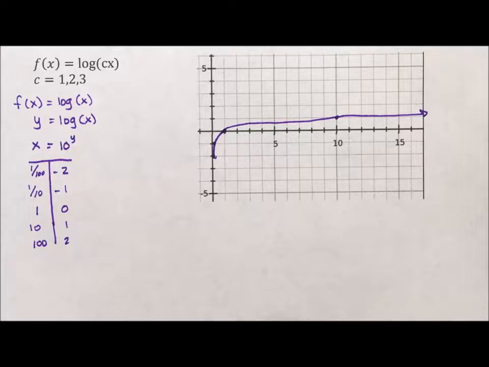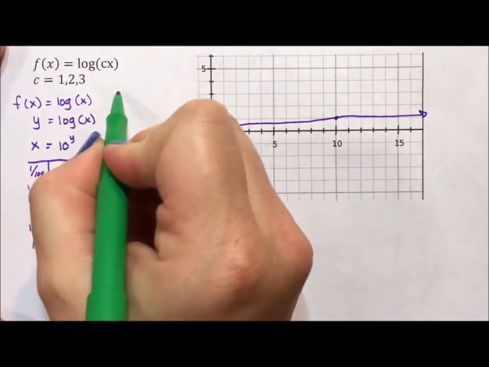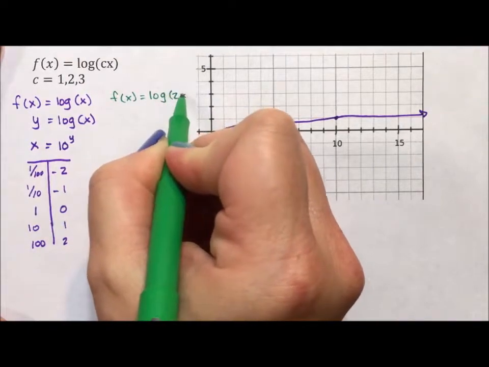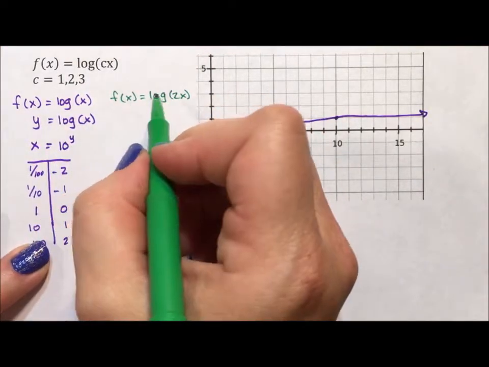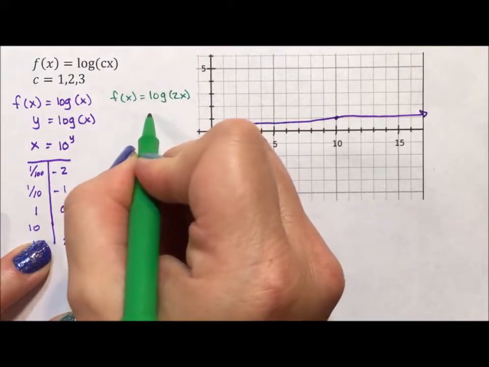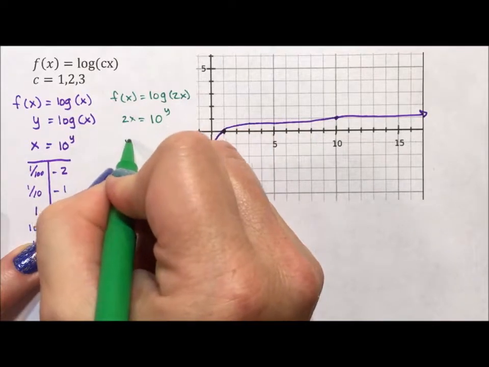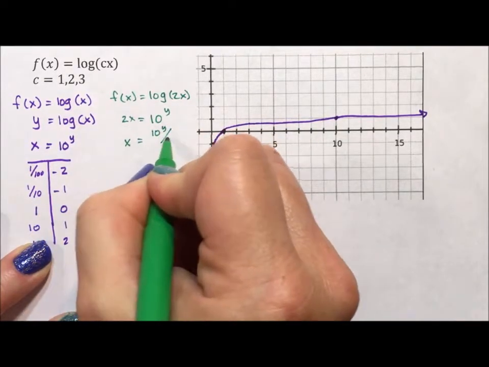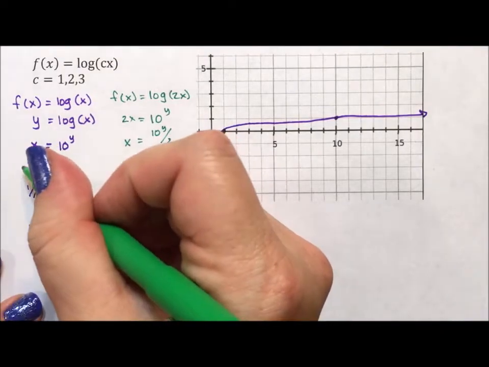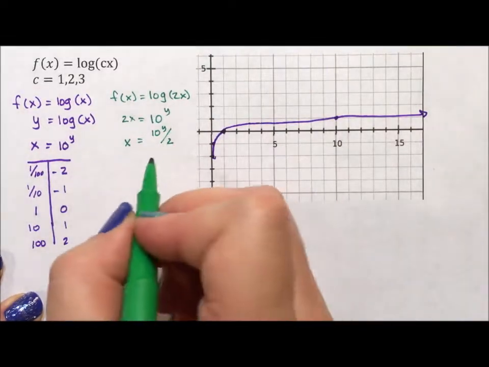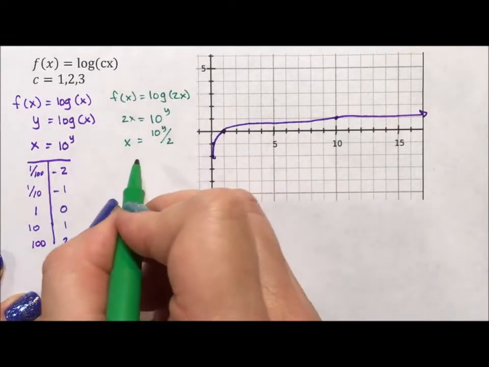Okay, so next what I want to do is set c equal to 2. If c is equal to 2, then I have f of x equals log of 2x. If I do the same thing, this is saying 10 to what power equals 2x. And then if I divide by 2, I have x is equal to 10 to the y divided by 2, which means I'm going to have to multiply all these by 1/2. That's how we do fractions: when you divide by 2, it's like multiplying by 1/2.